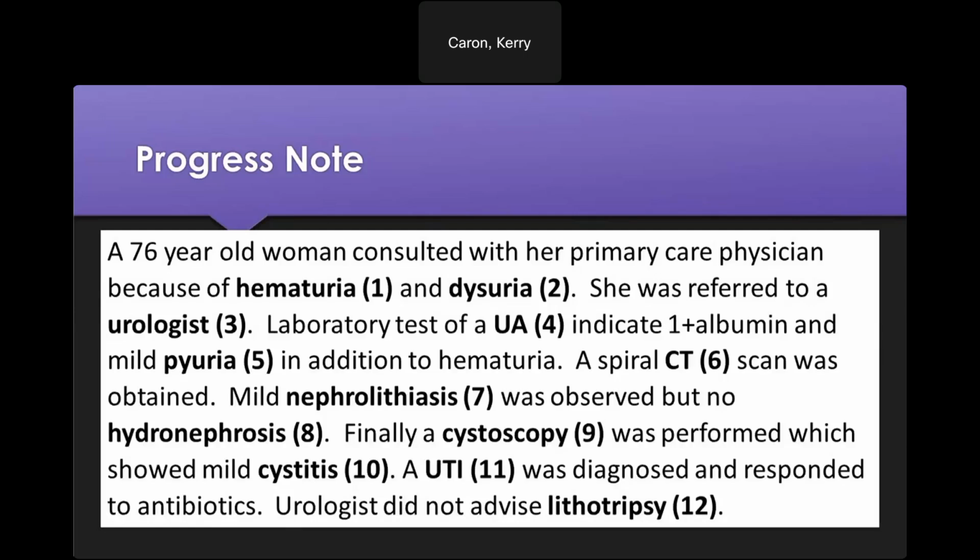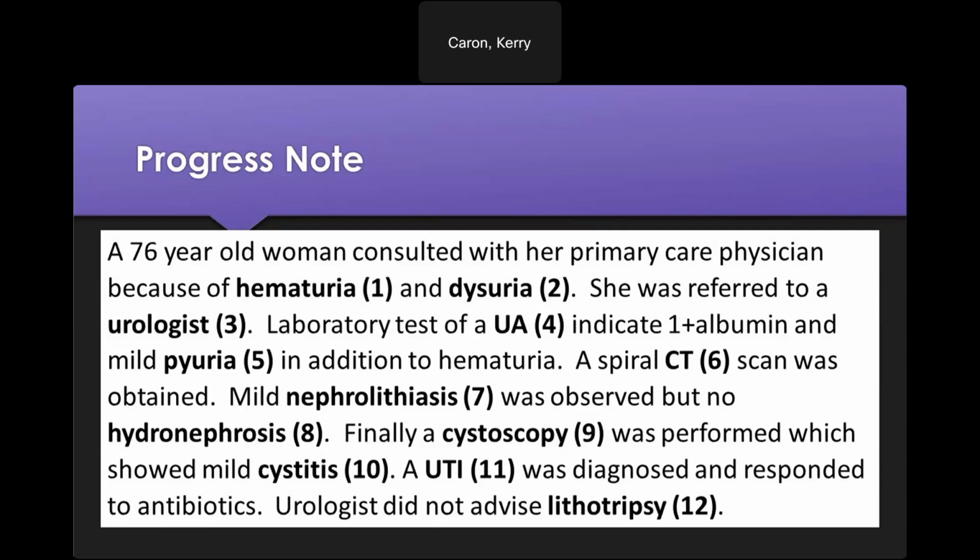Okay, and here is a progress note. We can go through this since this chapter is so quick. A 76-year-old woman consulted with her primary care physician because of hematuria. So that's blood in the urine. And dysuria, that's painful, difficult, bad urination. She was referred to a urologist, which is a specialist in the study of the urinary tract. Laboratory tests of a UA, that's urinalysis, indicate +1 albumin and mild pyuria, that's pus in the urine, in addition to hematuria.